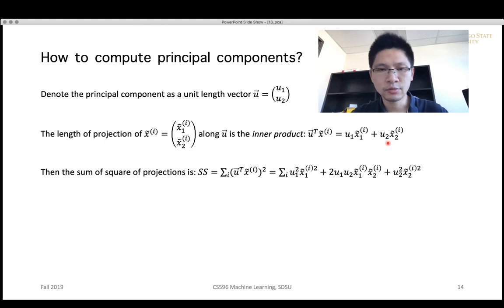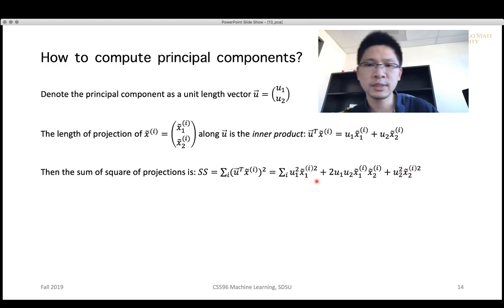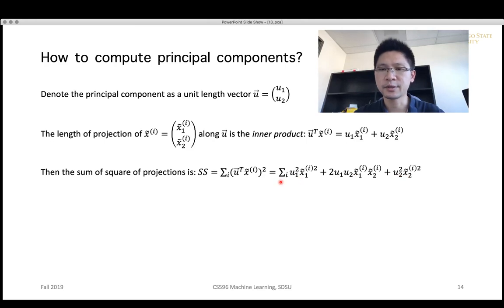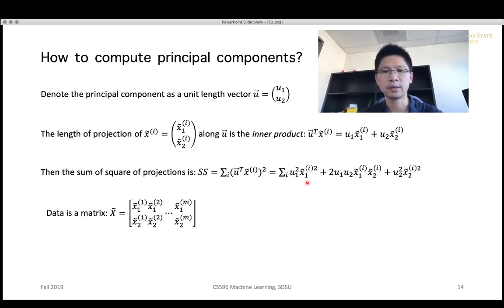Remember our goal is to maximize the total sum of squares for all the data points. Therefore, we can simply define SS as the summation of the squared inner products of all the data points. If we extract the terms within this sigma operation, it becomes like this. We'll see later that this term on the right can be further simplified using matrix notation.